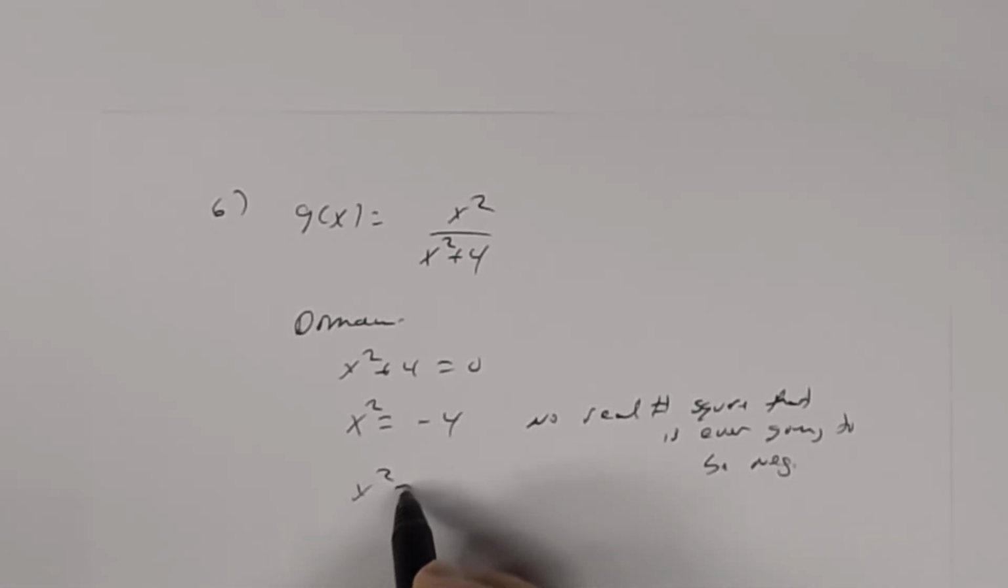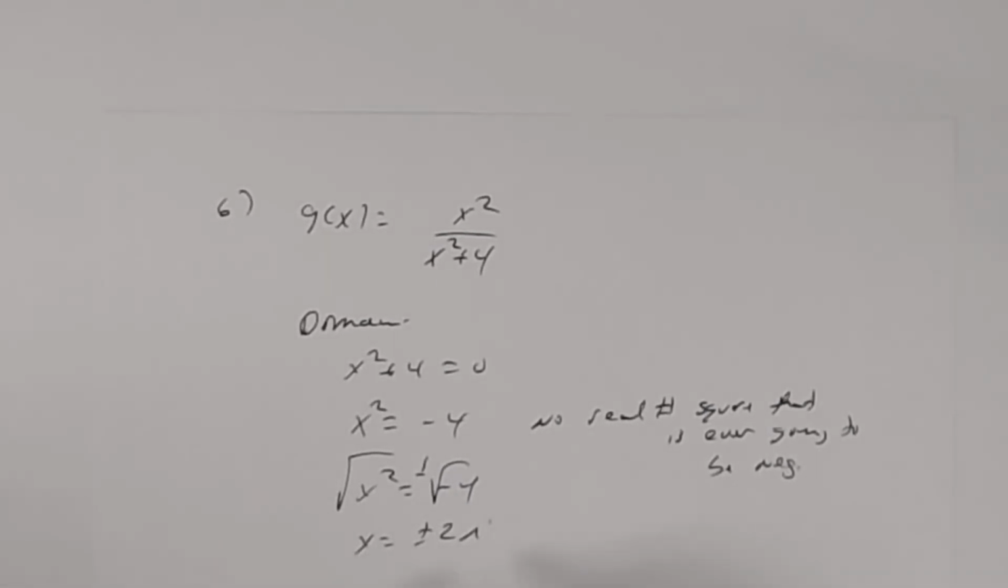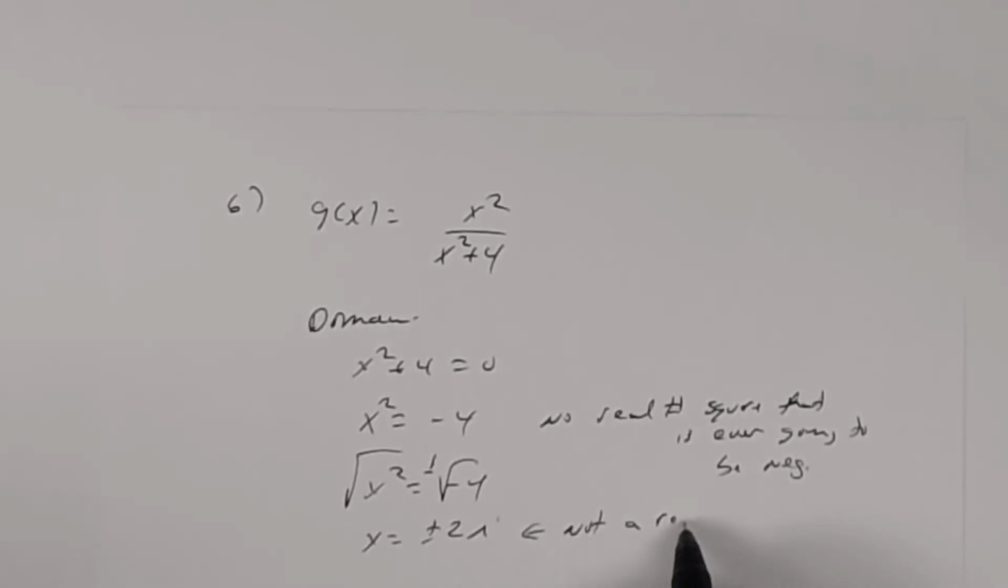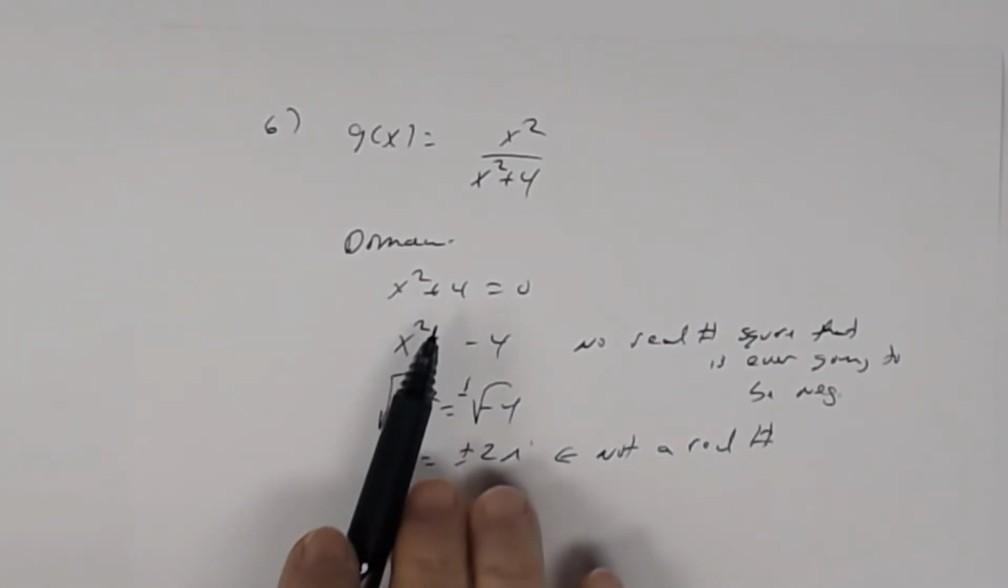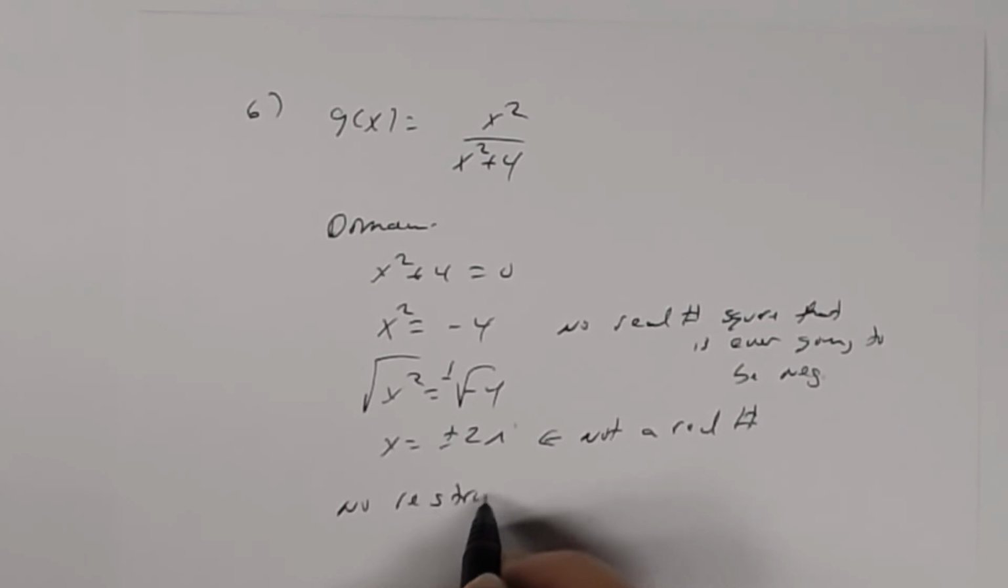Some of you may go further, though, and remember this. If you take the square root of both sides, you get x to be plus or minus 2i. So right away, you notice that this is not a real number. Therefore, there are no restrictions on the domain.